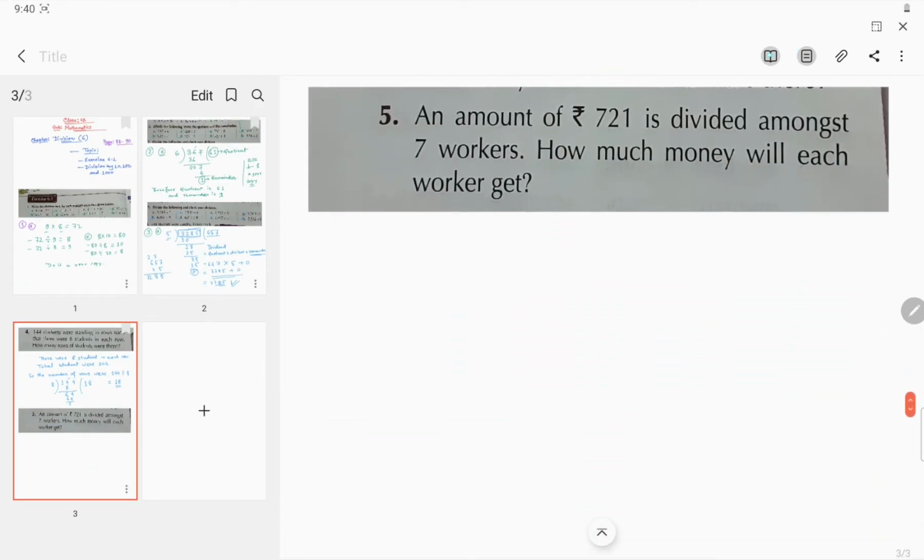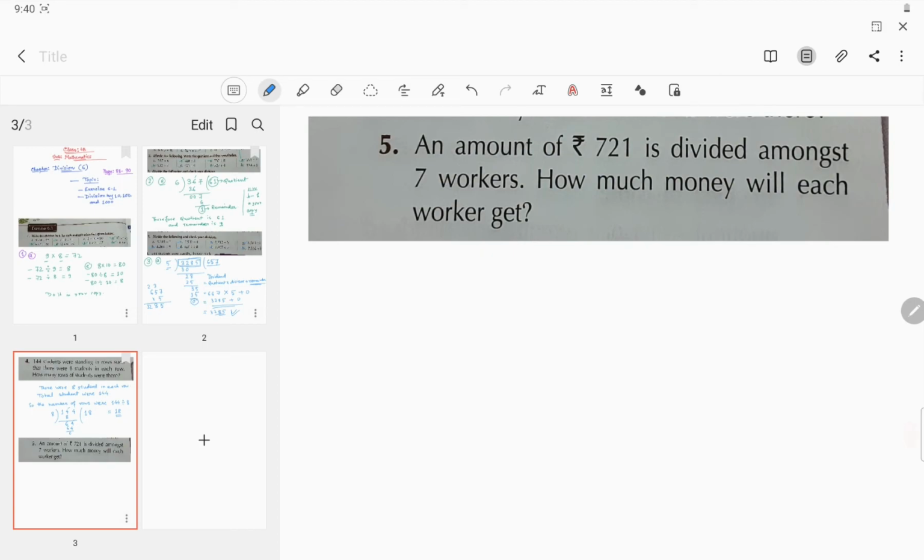Now question number 5. An amount of rupees 721 is divided amongst 7 workers. So how much money will each worker get?